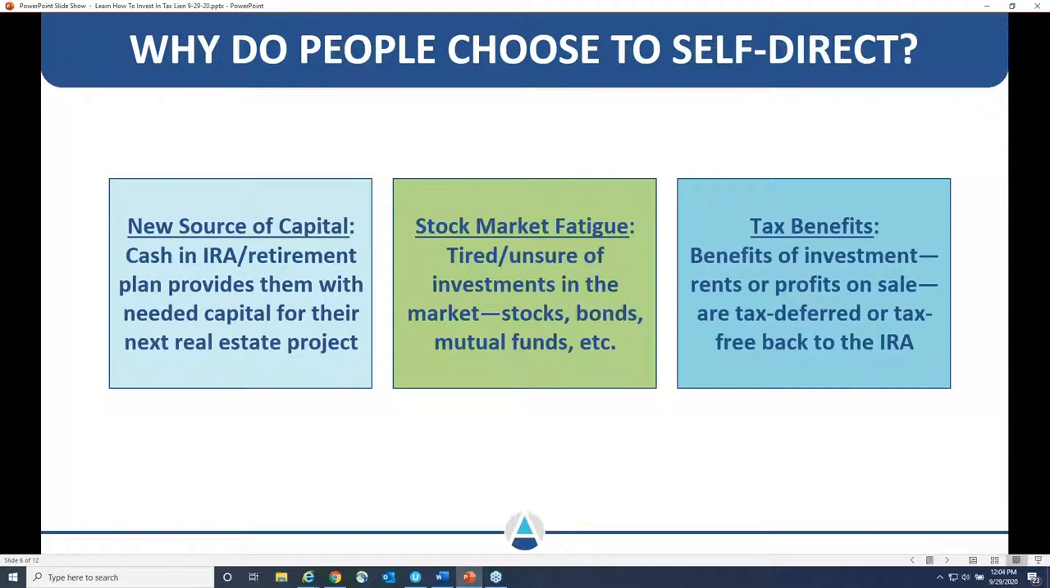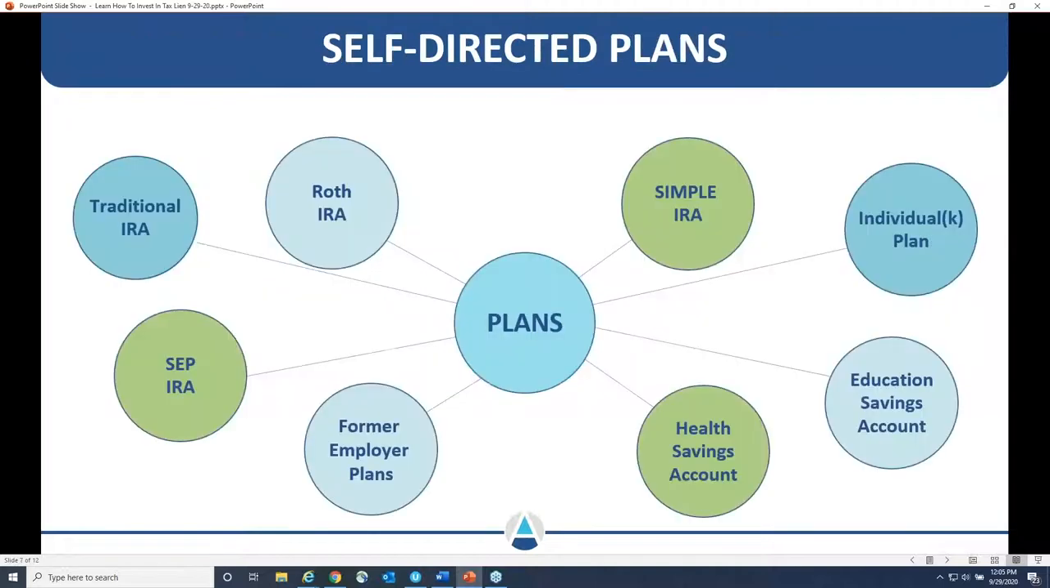Maybe you're tired of the ebbs and flows of the stock market. A lot of investors look to self-direct because they have the opportunity to invest in the likes of real estate, specifically tax liens, where you can either get interest returns or you can eventually take possession of a property, where we know it always holds some value. And then thirdly, the actual tax benefits, having those rents or profits flow back into your IRA account tax-free or tax-deferred, just depending on the type of account that you have.